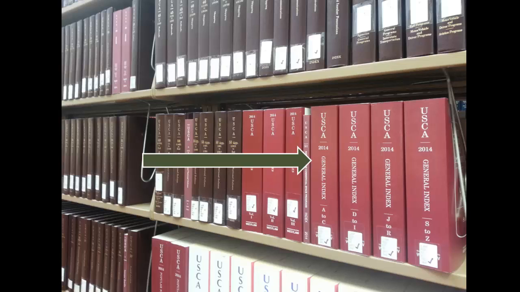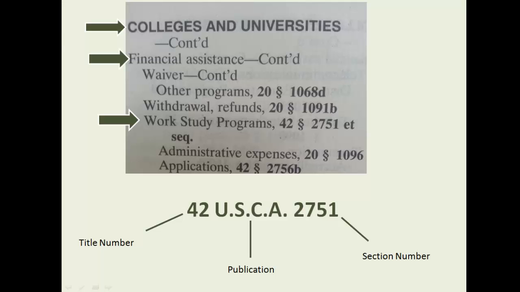Let me show you an example. If you wanted to look up the laws governing federal work study, in this example you would need to start with colleges and universities and then go to the subtopic of financial assistance to get to the work study program. The index then refers you to the appropriate title or volume number and the section that you need to read within this set. In this example, Title 42, United States Code Annotated, Section 2751.